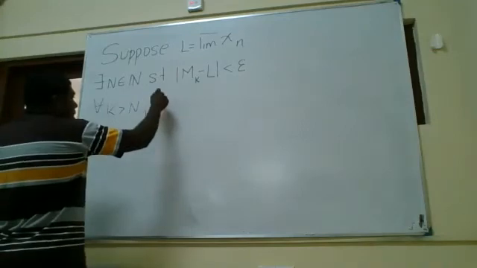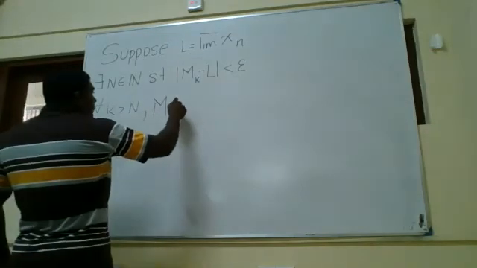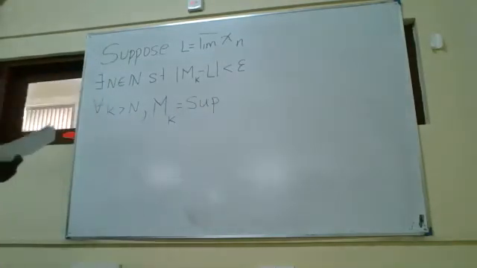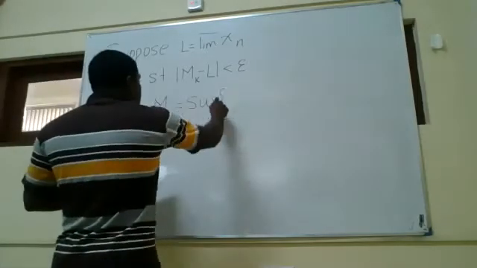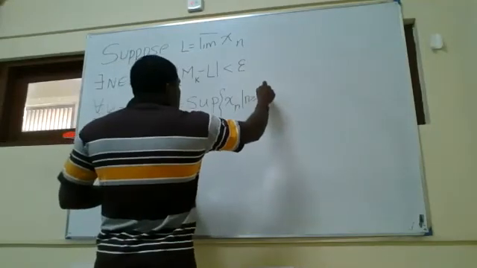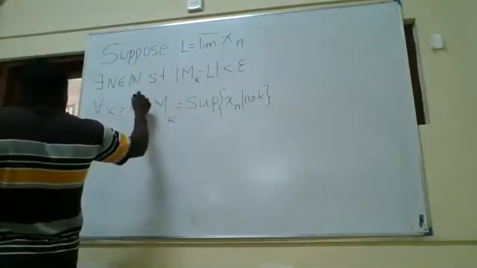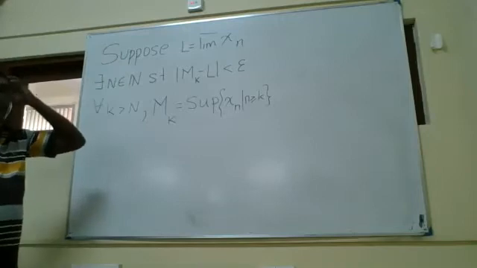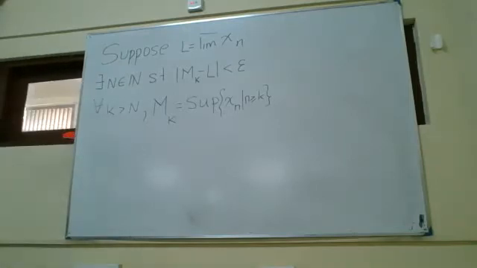Where Mk is the supremum of the sets xn such that n is greater than or equal to k. So this is the definition we studied last time, right? So if L is the limit supremum, that is, the upper limit, then for every epsilon positive, I can assume epsilon greater than 0, that's fine.